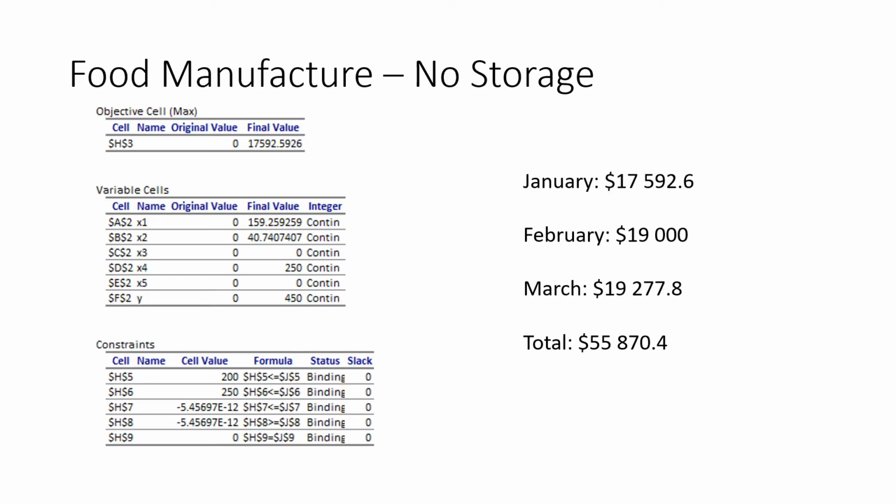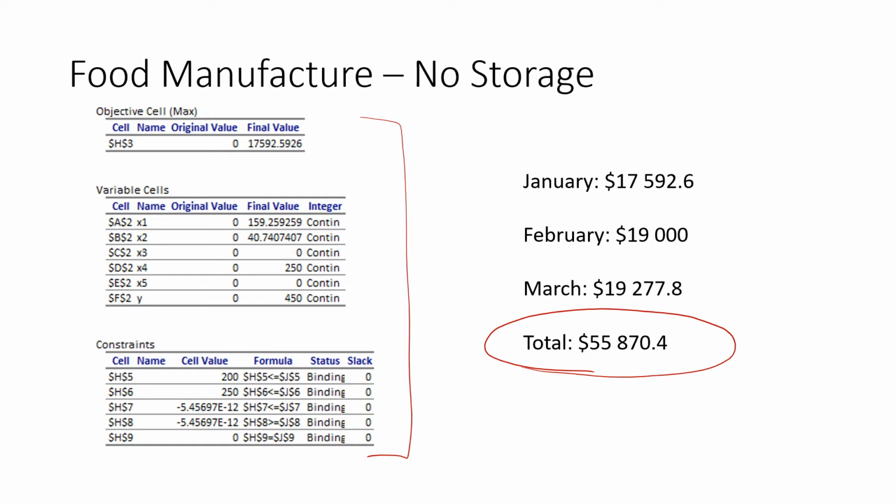You solve it. It's a straightforward linear program at this point. Here is what we get for the solution for January. Solve it again for January, February, and March, and we get that over those 3 months, you can make a profit of $55,870. So that's the easy one.